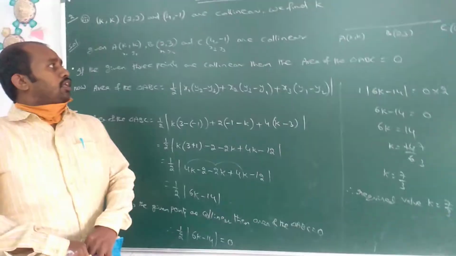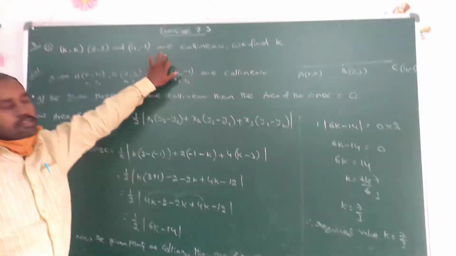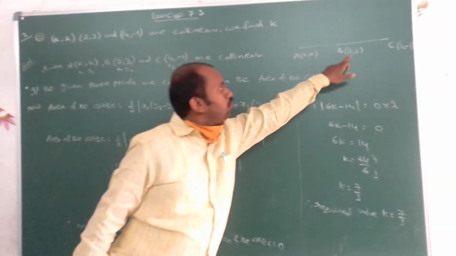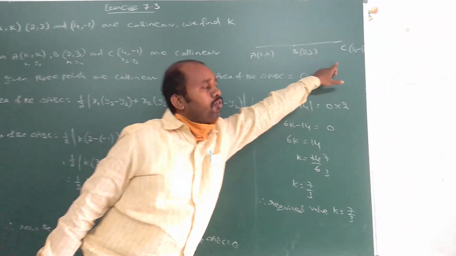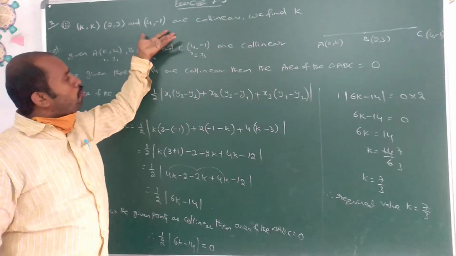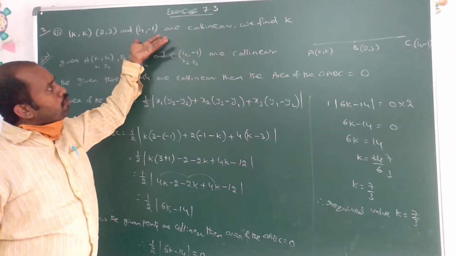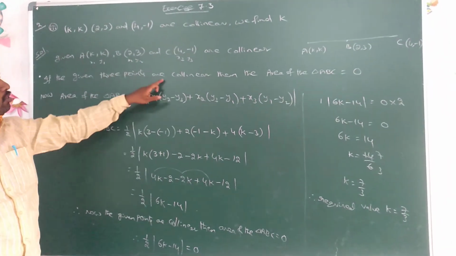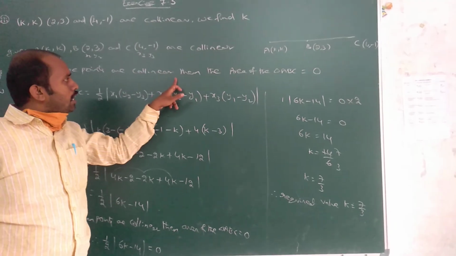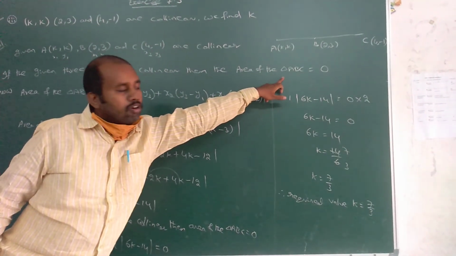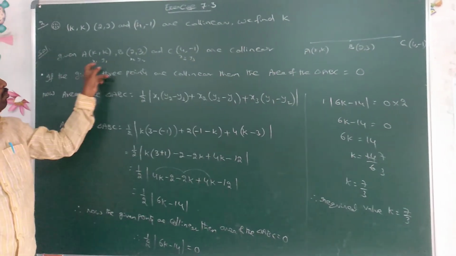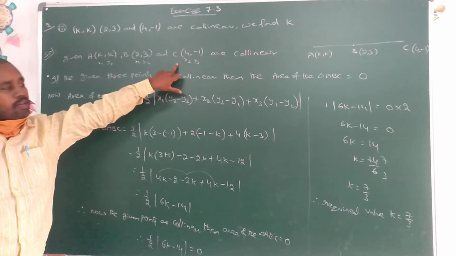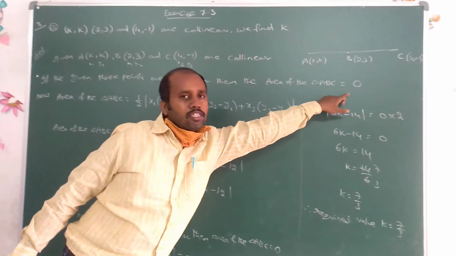Okay, now listen once again. A is k comma k, that is the first point. B is 2 comma 3, the second point. C is 4 comma minus 1, the third point. These 3 points are collinear, that is given. Now we find the k value. Given points are collinear means what do you know? If the given points are collinear, then the area of the triangle ABC equals 0. That means the given points are the vertices of a triangle. You can take A, B, C as the vertices of a triangle. Then the area of the triangle is 0.